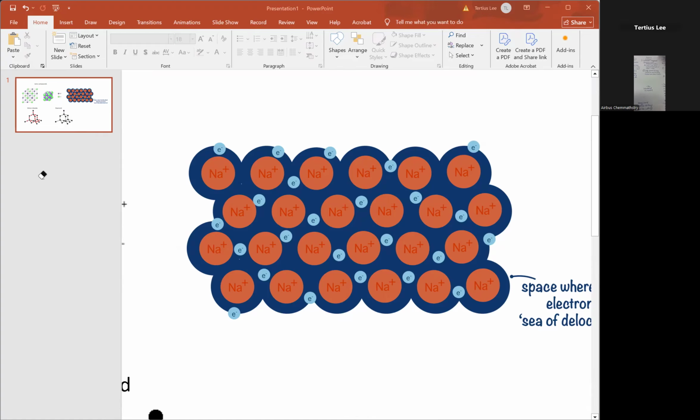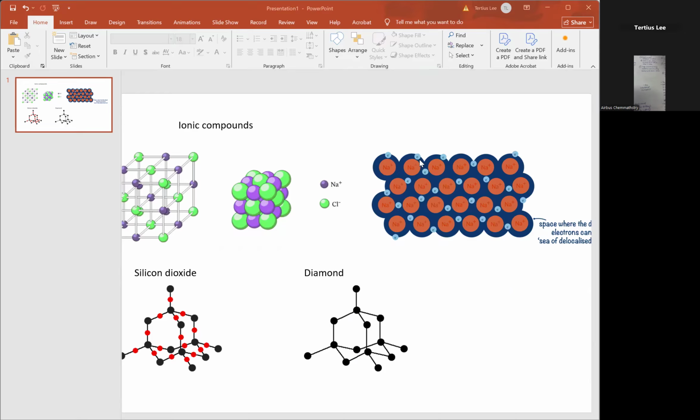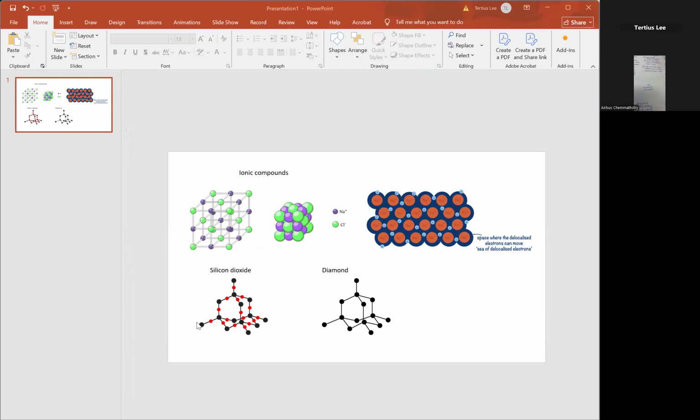Where is the strong electrostatic force of attraction? It is between the positively charged metal cations and the delocalised electrons. As you have learned, unlike charges attract, causing the electrostatic force of attraction. Then this one was silicon.